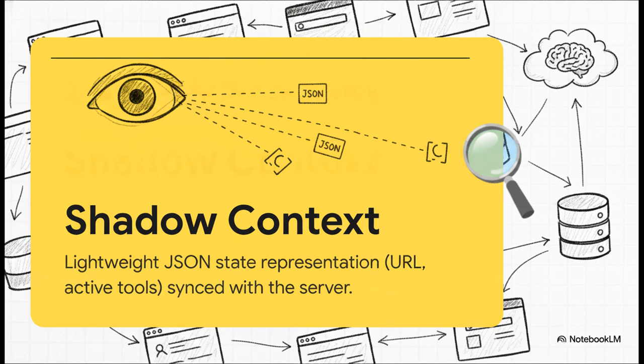Now, to give the AI eyes without totally overwhelming your network bandwidth or blowing up token limits, DomOS uses what they call the shadow context. This passively feeds the current UI state to the large language model. It's not copying your whole massive HTML tree. It just sends the crucial bits you choose to expose, the current URL, active tools and filters, what's in the cart. It's a lightweight JSON representation that helps the model understand the situation perfectly without forcing it to parse raw HTML.